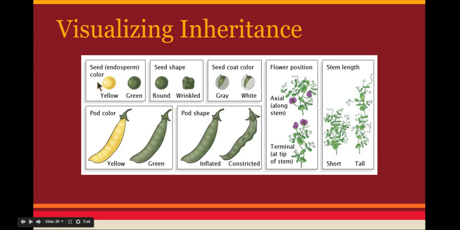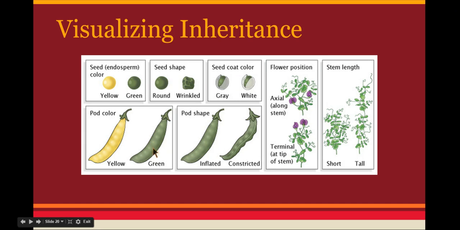One of the things he looked at was seed color. He also had seed shape, round versus wrinkled; seed coat color, white versus gray; and flower position, axial versus terminal. You can see axial means they're on the side, versus terminal, which are on the top. Then stem length, tall versus short. Pod shape, so here's inflated, where they're kind of puffed up, and then constricted, where you can see it's a little indented around where the peas are. And last but not least, pod color, yellow versus green.